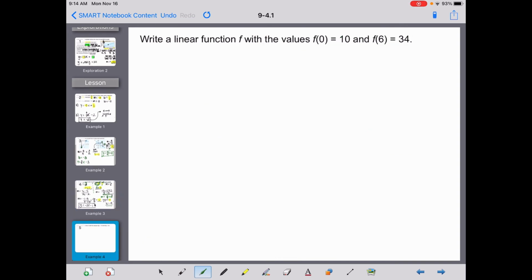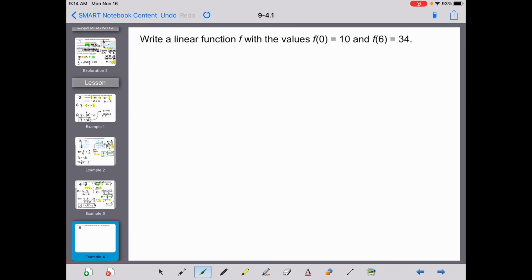Before we start this point, keep in mind if you ever see problems where your x's are the same, and you're asked to write an equation of a line, you should automatically know that your slope's going to be undefined, and this is an x equals equation, which in this case it'd be x equals 3. We'll go over one of those examples in class as a warm-up.